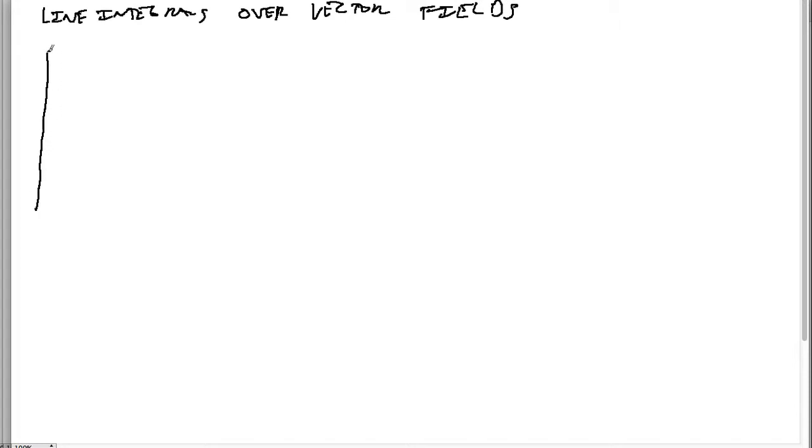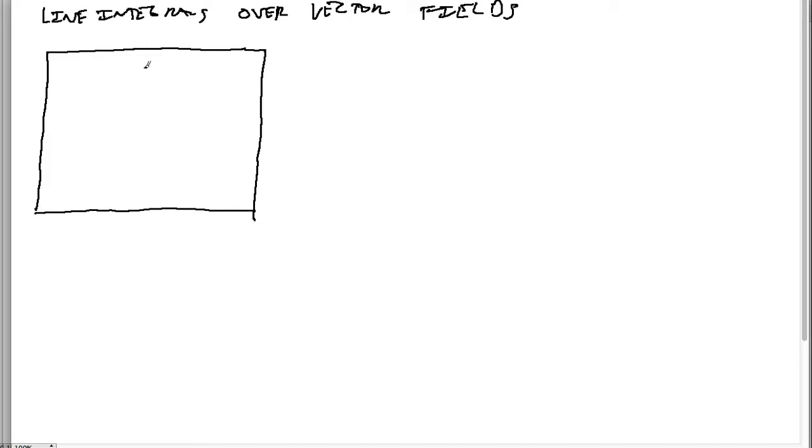Hello, we're going to talk today about line integrals over vector fields. So what we mean by this is we have some plane here. We could do this in 3 dimensions. It would just be harder to draw.